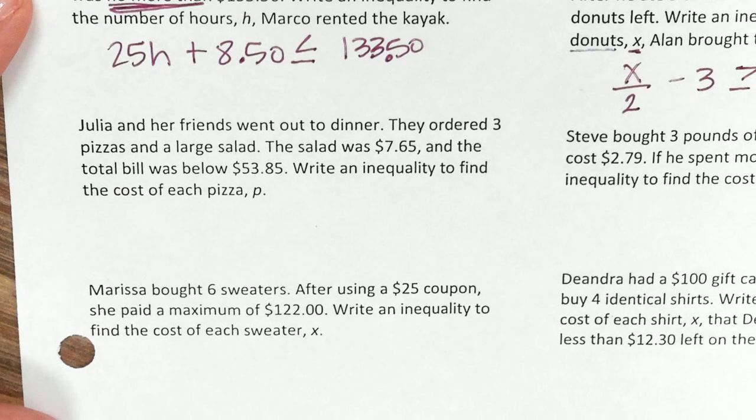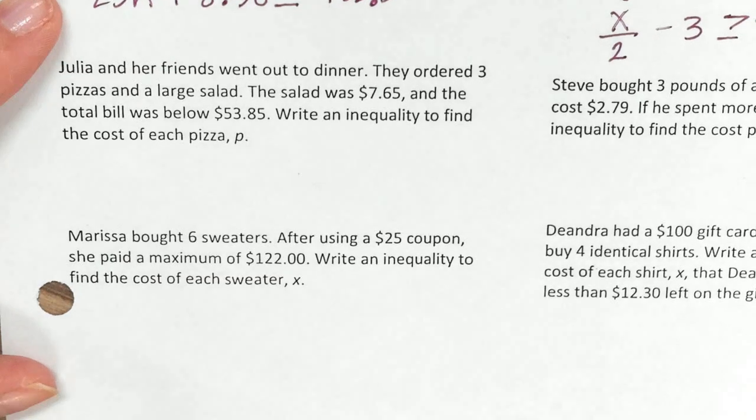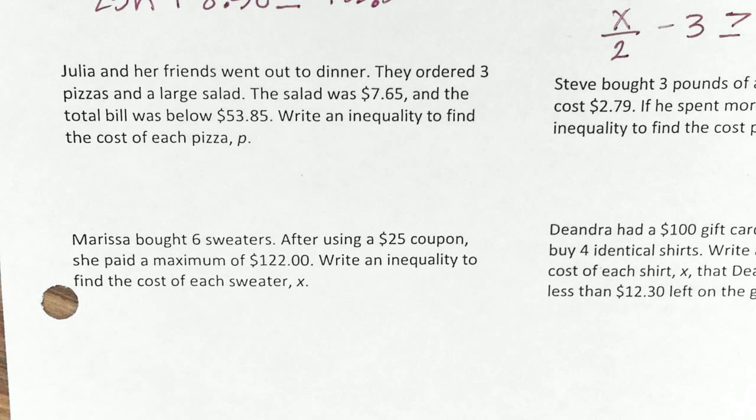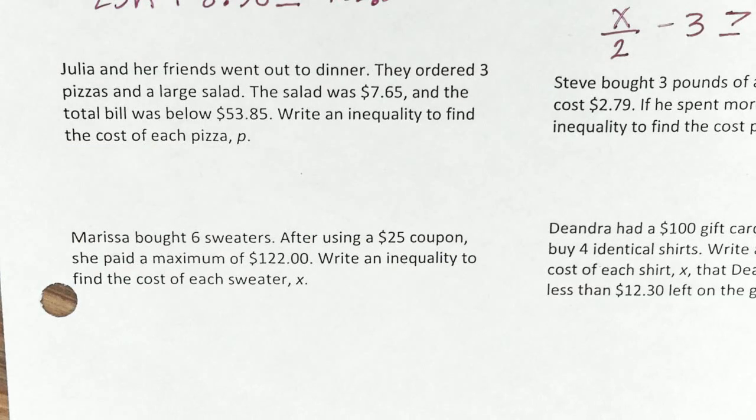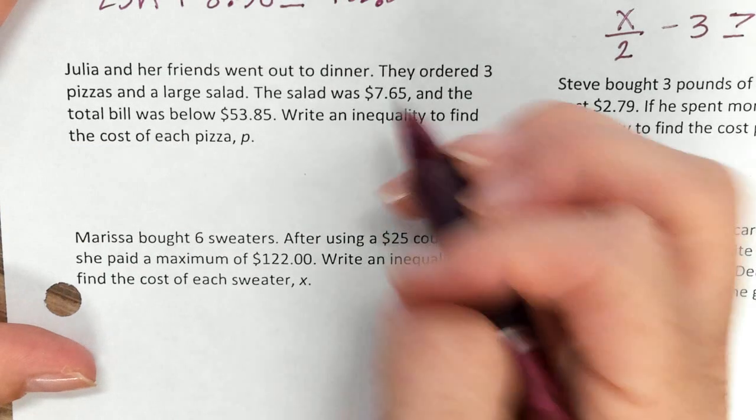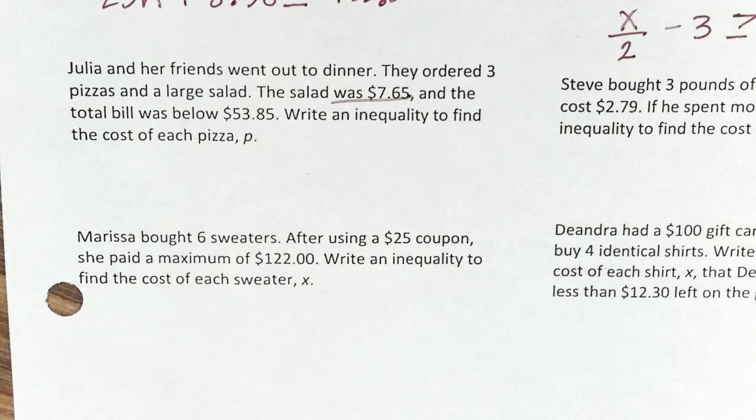This one. Julia and her friends went out to dinner. They ordered 3 pizzas and a large salad. So, I want y'all to think about it. Which one is going to get the variable if I order 3 of something and 1 salad? The 3 pizzas. Why? Because I have to find out how much each pizza costs. The salad was $7.65. Again, that is a one-time fee because they only ordered 1 salad.